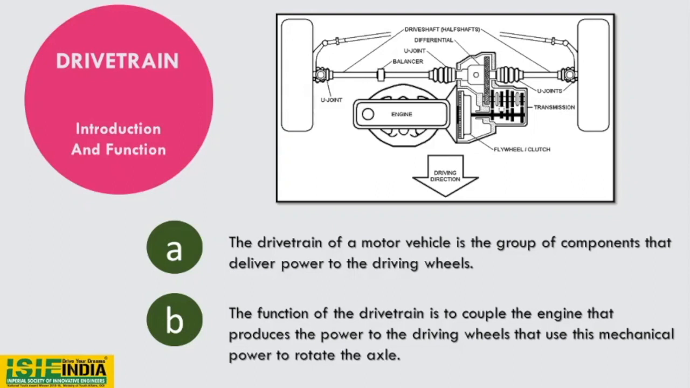driving wheels. It comprises various components like U-joints, regarded as universal joints, half shafts for transferring the power, and the transmission, which includes various gears, gearbox, and differentials, then flywheel or clutch depending upon the car model, and sometimes there's also a balancer placed for adjusting the universal joints assembly.